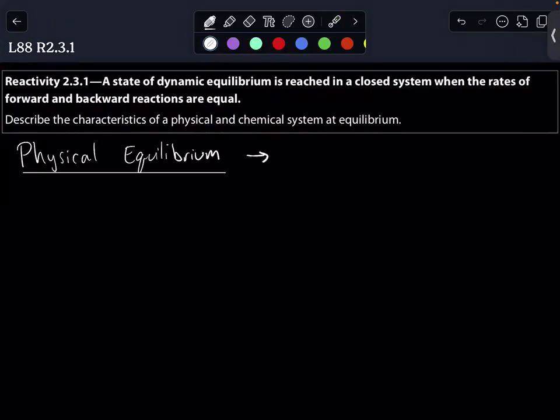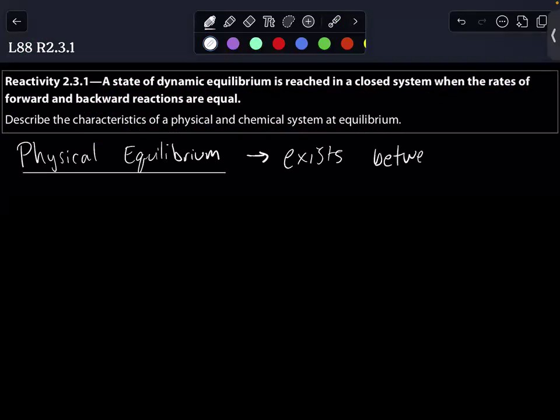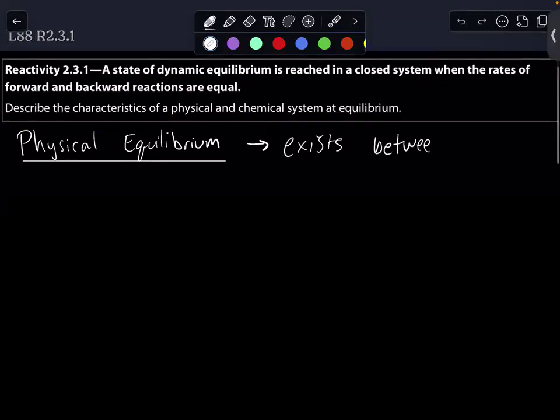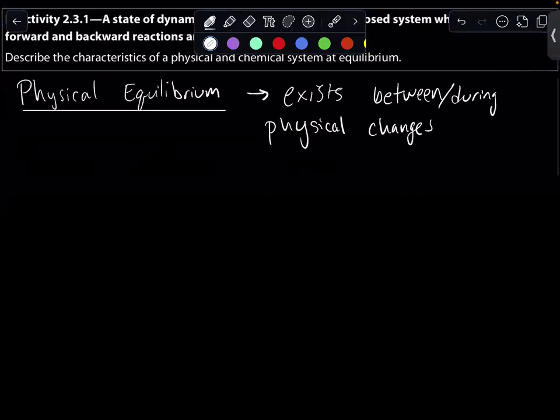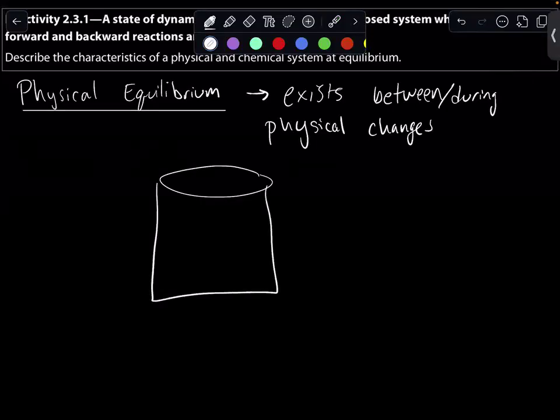Now, a physical equilibrium is an equilibrium that exists between or during physical changes. One of the most common physical changes we think of are state of matter changes. So let's say we have a container, and in this container, we have a bunch of water.